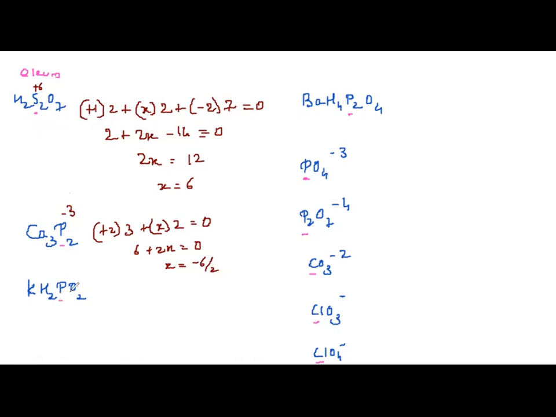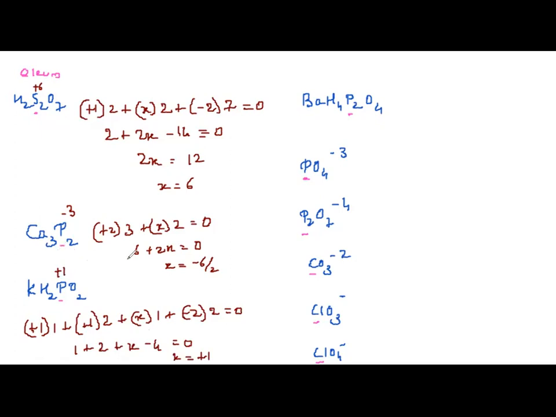Next one, KH2PO2. So phosphorus. Potassium is how much? Plus 1, into 1. Plus hydrogen plus 1 into 2. Plus phosphorus X into 1 atom plus oxygen minus 2 into 2 is equal to 0. So 1 plus 2 plus X minus 4 is equal to 0. Minus 4 plus 3 is minus 1. So X minus 1 is equal to 0. X is equal to plus 1. So phosphorus here has plus 1 charge.